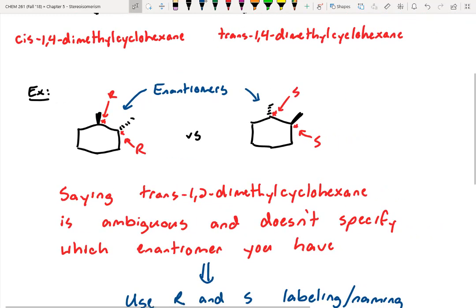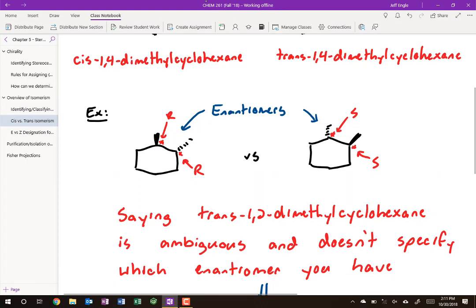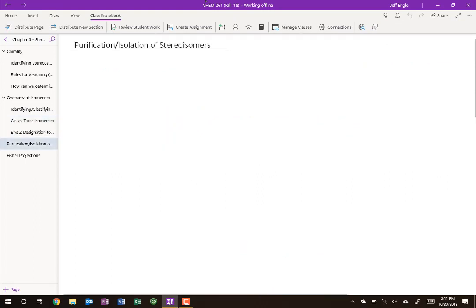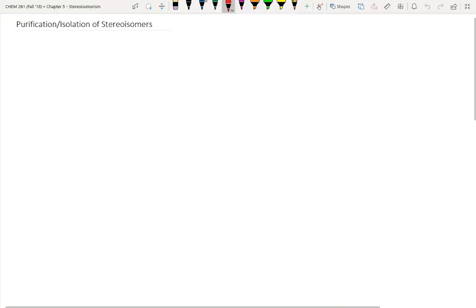All right, I think we're going to skip the alkene one. We'll do that when we get into alkenes. I don't think that's even included in your Sapling. So we'll talk about purification and isolation of stereoisomers. Trying to separate or purify stereoisomers sometimes is non-trivial. Sometimes it's really easy. It depends on the isomer.